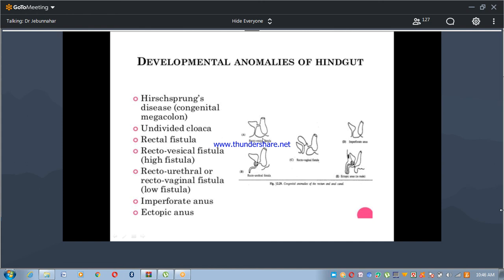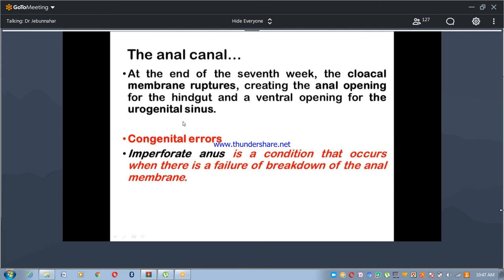তো Hirschsprung disease আমরা অনেকবার বলে ফেলেছি। কি কি abnormality হতে পারে? undivided cloaca, যদি cloaca divide না হয়। rectovesical fistula আর high fistula, আমরা ছবিতে দেখলাম rectourethral or rectovaginal fistula এটা low fistula বলে। what is high fistula, what is low fistula, এটা আমাদের ভাইবাতে জিজ্ঞেস করতে পারে। imperforate anus, ectopic anus.